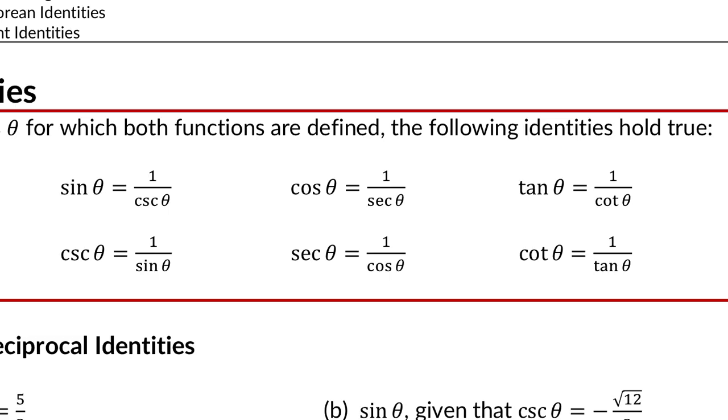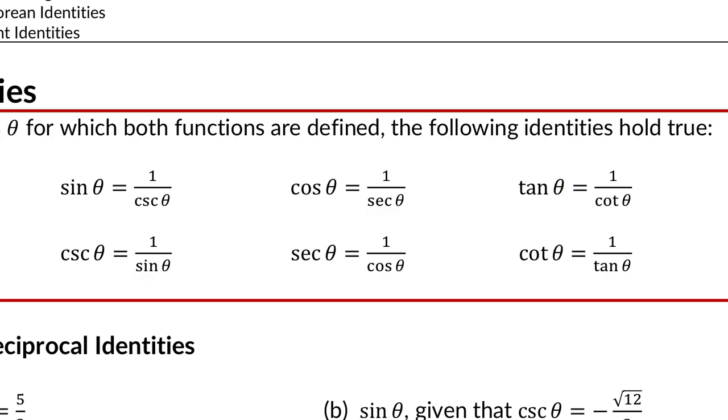So sine and cosecant go together. They are reciprocals of each other. So if you had the fraction for sine, you could flip it over to make the fraction for cosecant. And if you have cosecant, you can flip it over for sine. Cosine and secant, same relationship. Tangent and cotangent, same relationship.